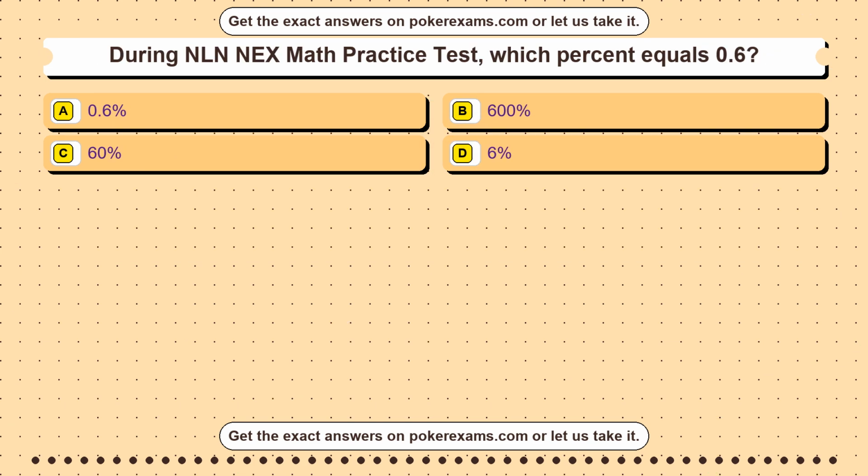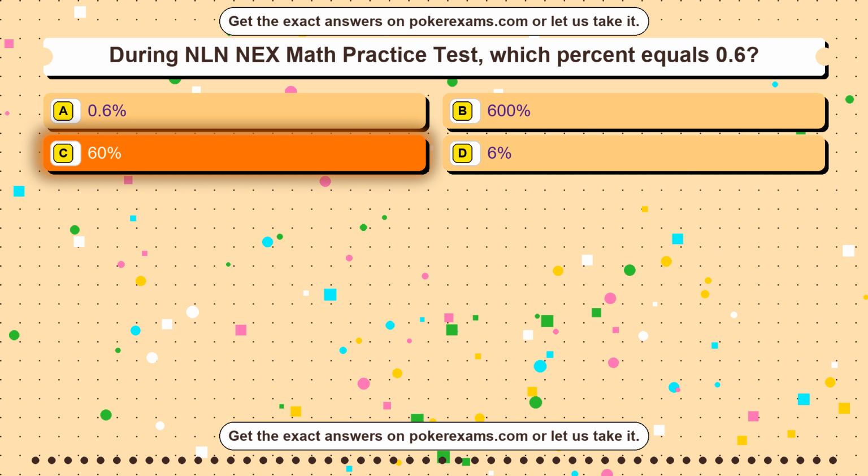Question 11. During get inference practice, which slope is shown by rise 6 and run 3? Option A 6. Option B 9. Option C 2. Option D 3. The correct answer is option C.